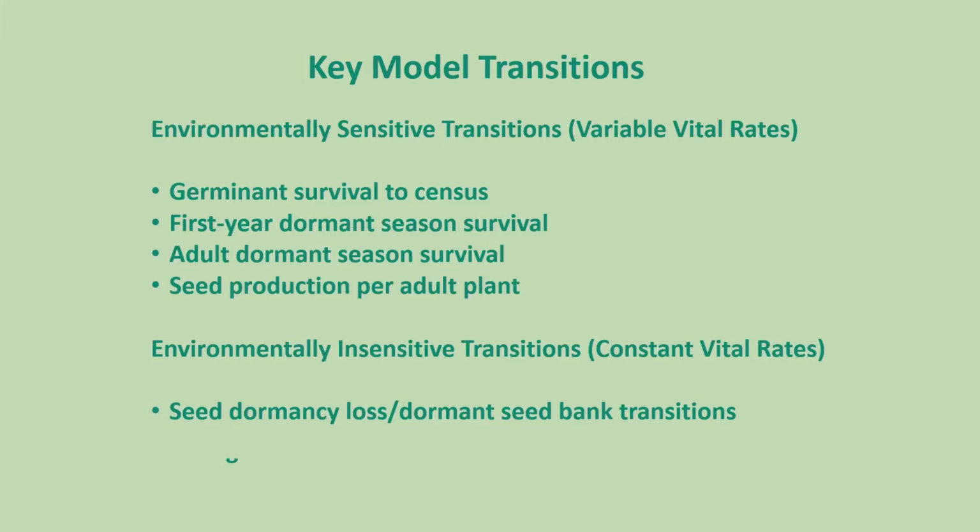So what are the vital rates you need to know in order to come up with a PVA that's even remotely realistic? There's a set of 4 vital rates for Holmgrens that we needed that vary with year. They vary according to year quality. There's germinant survival to census. That is, if a seed germinates, what's the probability that you'll have a juvenile plant there at the end of the spring? That's a very hard thing to measure. We were able to do that with experimental data, but that's a very hard transition to get.